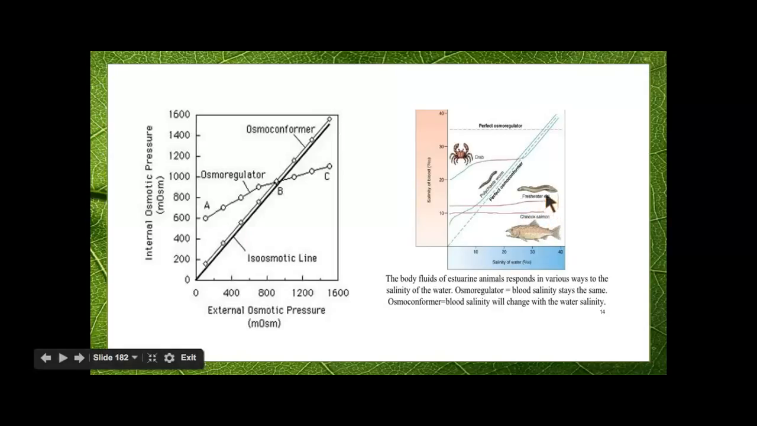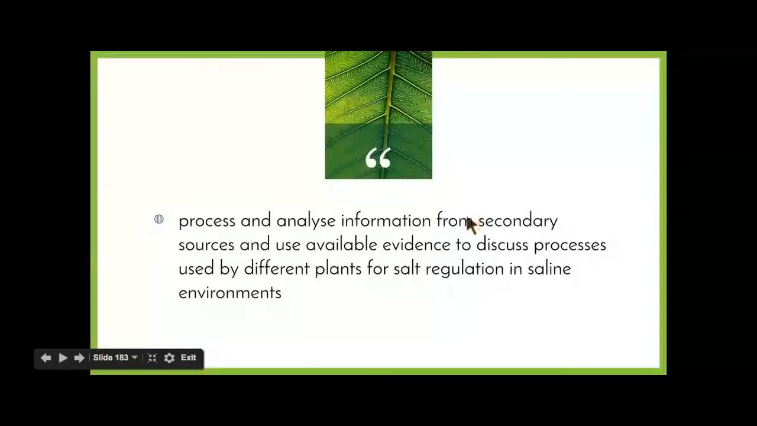So our freshwater eel and salmon, as well as a crab, are fairly osmoregulated, so they keep their internal salt concentrations fairly stable, whereas our polychaete worm, which is an invertebrate, changes its salinity with the water salinity.